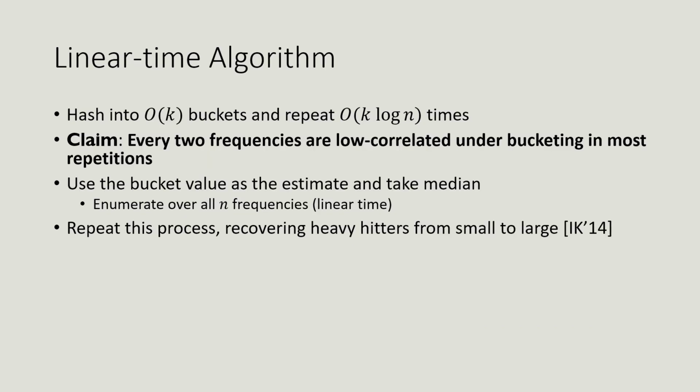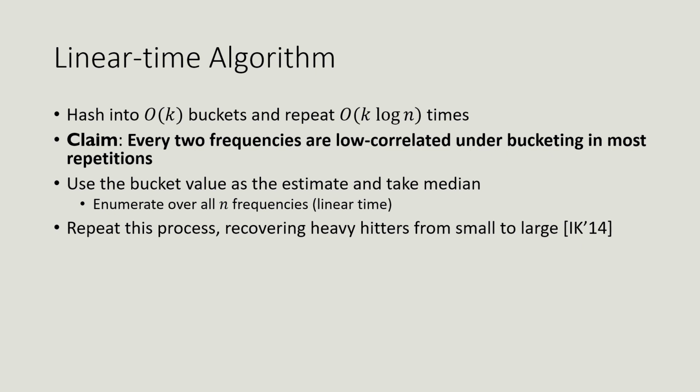Now we present our first algorithm, the one whose runtime has a linear dependence on n. As mentioned before, we hash all n frequencies into big O of k buckets, and then we repeat this random hash big O of log n times independently. The key claim is that every two frequencies, whether they are heavy or not, are lowly correlated under bucketing in most repetitions. This low correlation ensures that the heavy frequencies are isolated in different buckets, and the contribution from the tail to the heavy bucket, that is, the bucket containing the heavy frequency, is small.